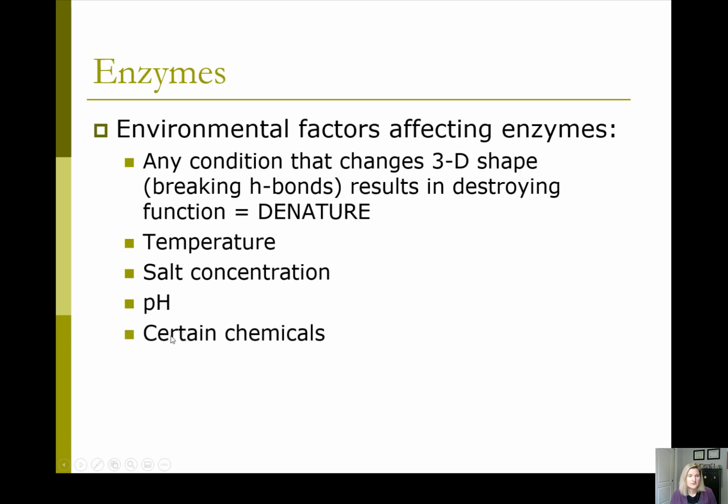Another one would be changes in pH. So you think of pH in our body as usually around 7, a little bit higher, a little bit lower, depending on where we are. But in one area of our body, our pH is around 2. It's very acidic, inside of our stomach.